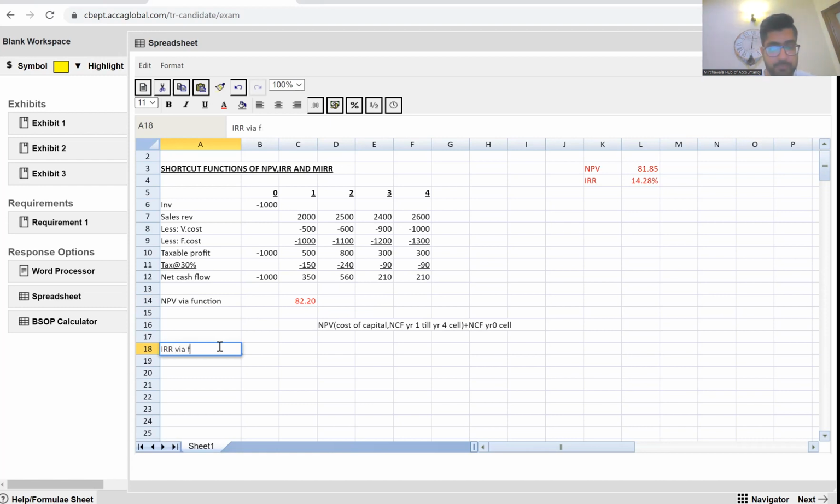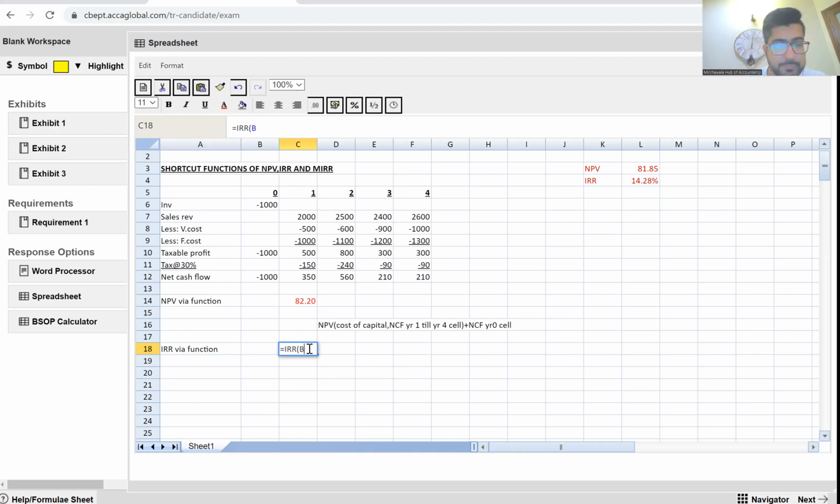IRR also via function. Now, how do you get IRR via function? Equals to IRR, because now you are not calculating NPV. So it was equals to NPV, now you are calculating IRR. So equals to IRR, bracket open. All cells of net cash flow from year 0 to the last year. So equals to IRR, all cells from year 0 of net cash flow.